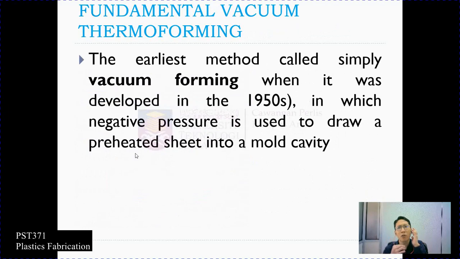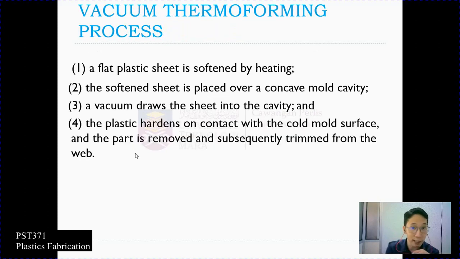The earliest method, called simply vacuum forming, was developed in 1950, in which negative pressure is used to draw the preheated sheet into the mold cavity. In a flat vacuum forming process, a flat plastic sheet is softened by heating. The softened sheet is placed over a concave mold cavity. A vacuum draws the sheet into the cavity, and the plastic hardens on contact with the cold mold surface, and the part is removed and subsequently trimmed from the web.